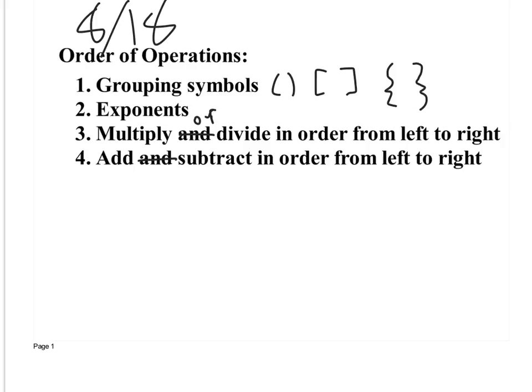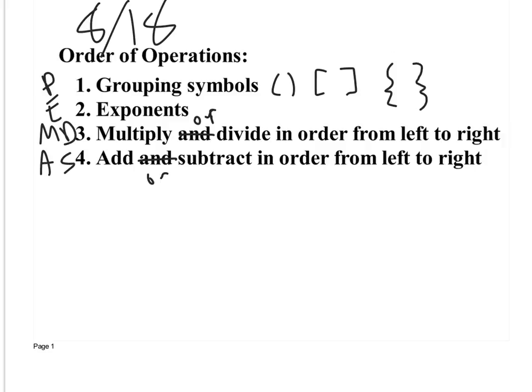Same thing with add and subtract. It's or. You're not going to do all the addition and then do all the subtraction. That's not how that works. You do addition or subtraction in the order from left to right. The easiest way to memorize it is please excuse my dear Aunt Sally.